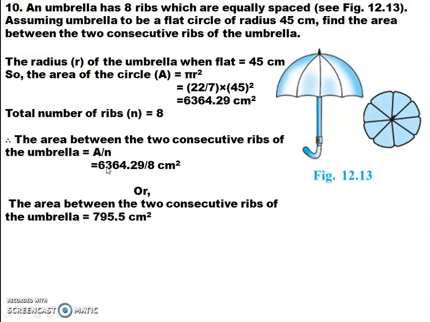So 6364.29, the whole divided by 8. You will get the answer as 795.5 centimeter square. So the area of each sector is 795.5 centimeter square.